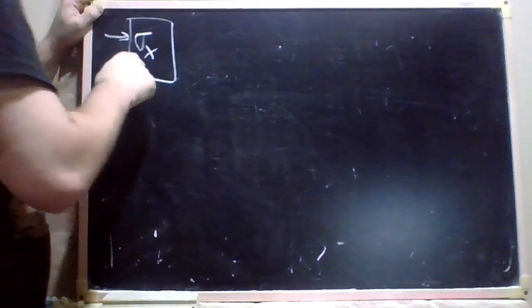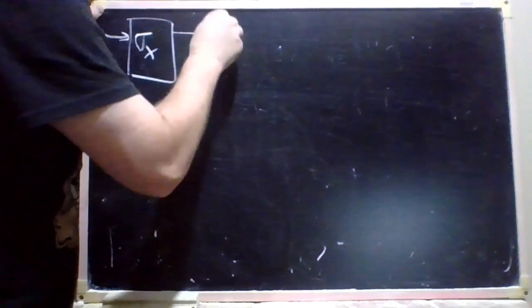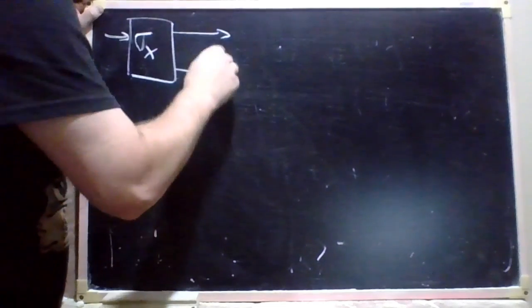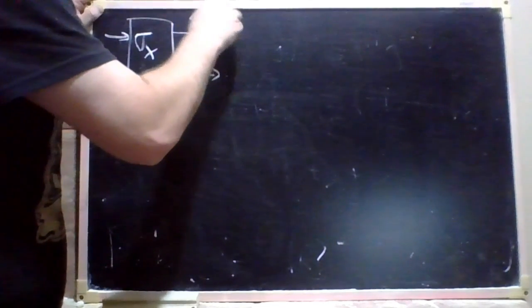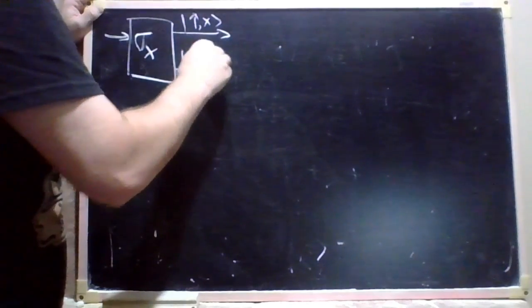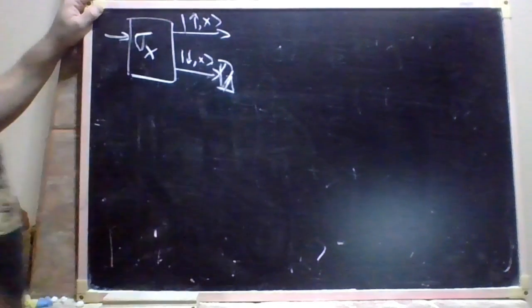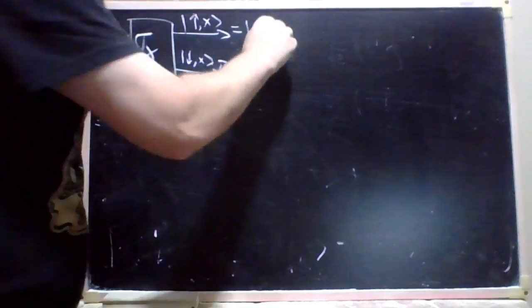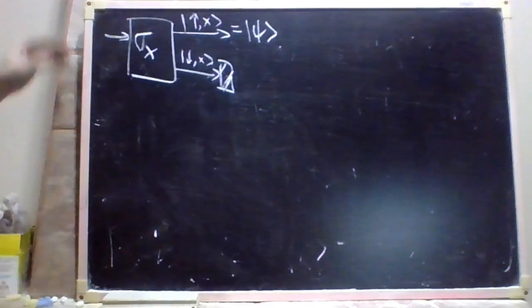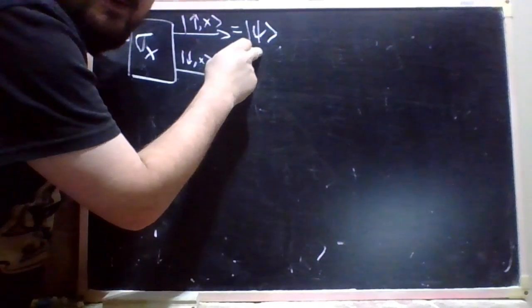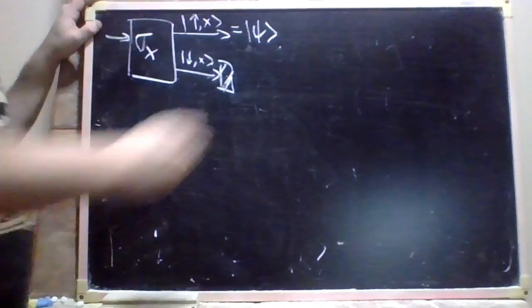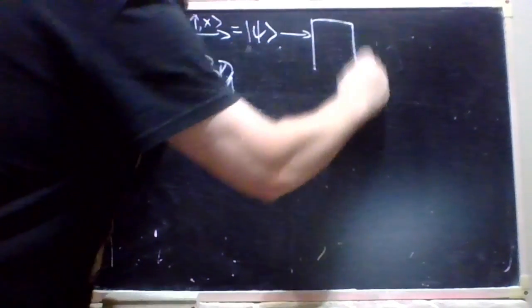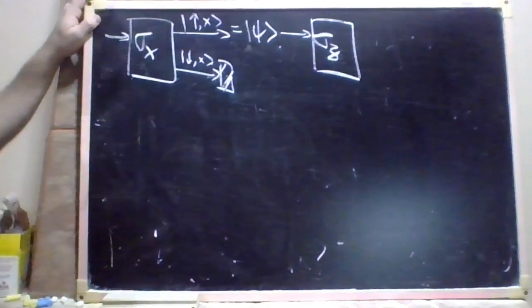Suppose you prepare the state measuring a previous x component of the spins. You get up in the x direction and down in the x direction. You block the state, okay? This is the prepared state. This is equal to the psi, which you started with. It's a collection of electrons with this state, as a matter of fact. And you make it pass through a sigma z measuring system.